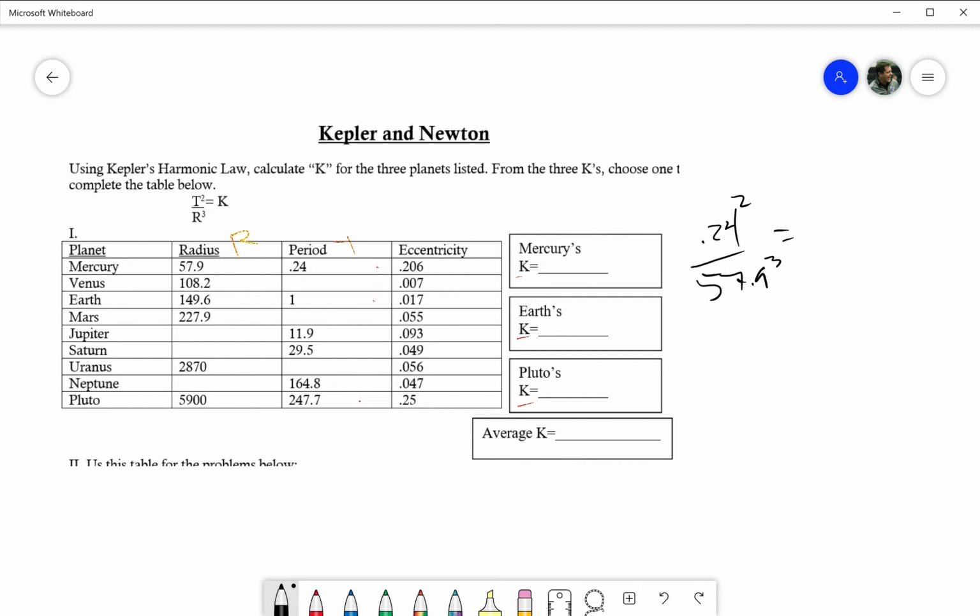So then for Earth, I have my period, and so this must be years, right? Because you got 1. Earth is 1 squared divided by 149.6 cubed. All right, and then Pluto is going to be 247.7 squared divided by 5,900 cubed.